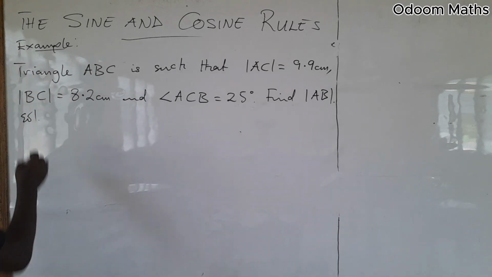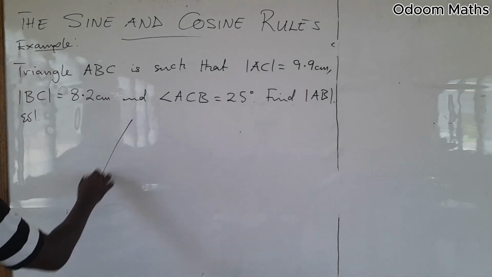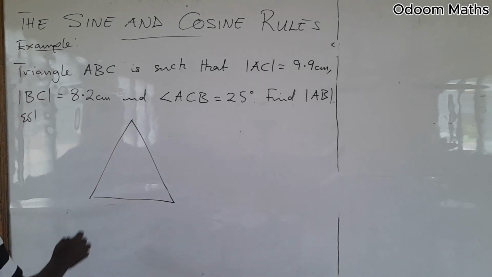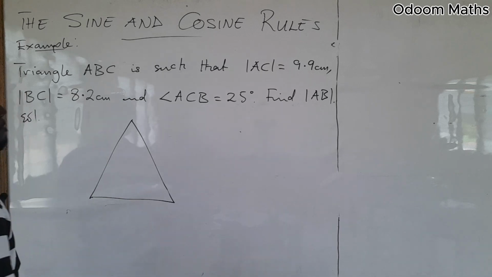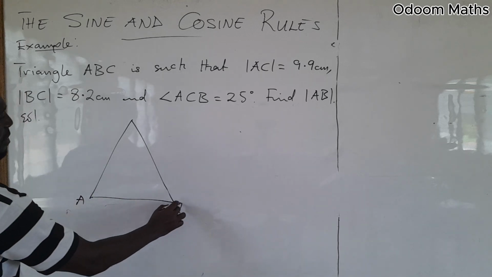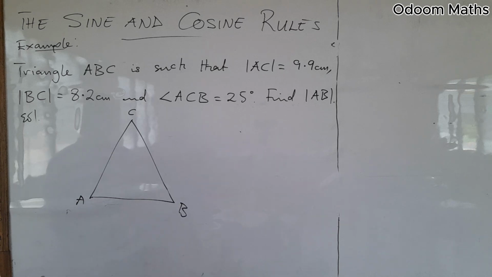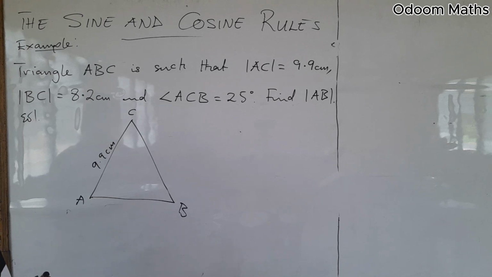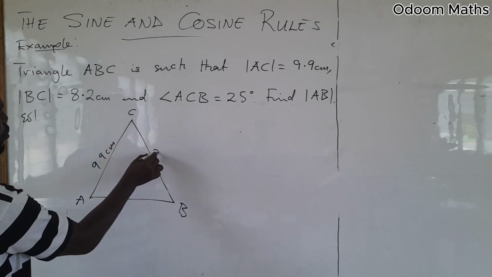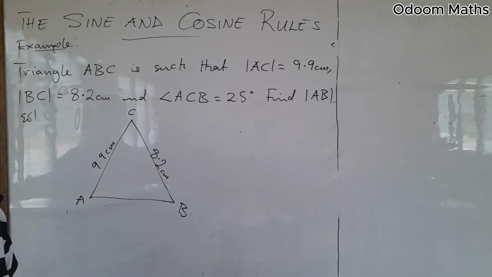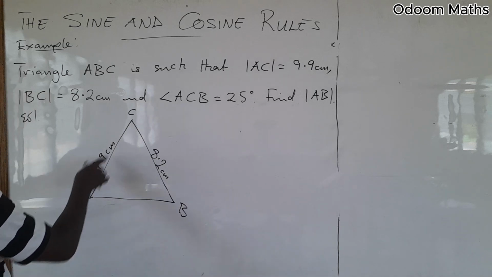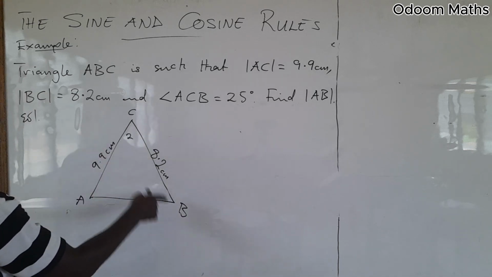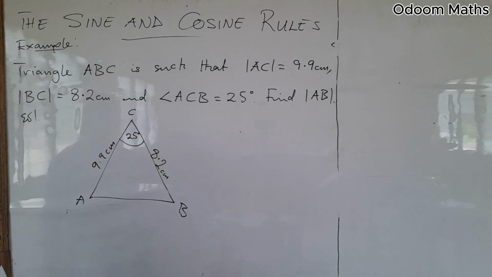So what we need to do is to draw the triangle. So let me draw the triangle here. So this is A, B, and then C. So line AC, this side is 9.9 centimeters, and then the side BC is 8.2 centimeters, and we are told to find the side, and also angle ACB. Angle ACB is 25 degrees. Okay, so now let me put X here.